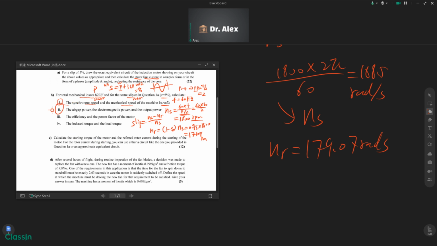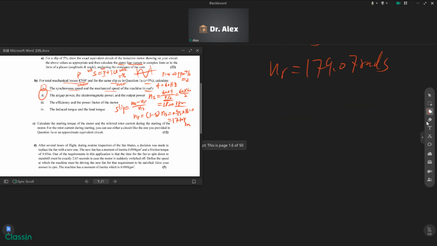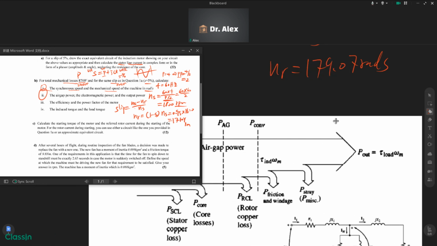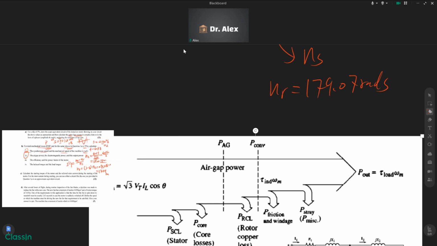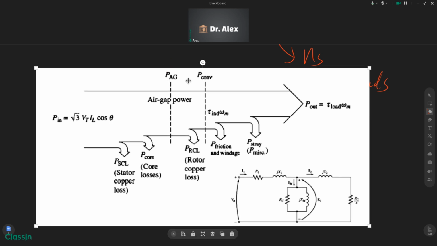And for the second question, I think this picture will give us a better view. All right. Now we can have a better view. So this is the air gap. This is the air gap power, which means that's the whole power that our stator imports to the rotor part. That is the air gap power.